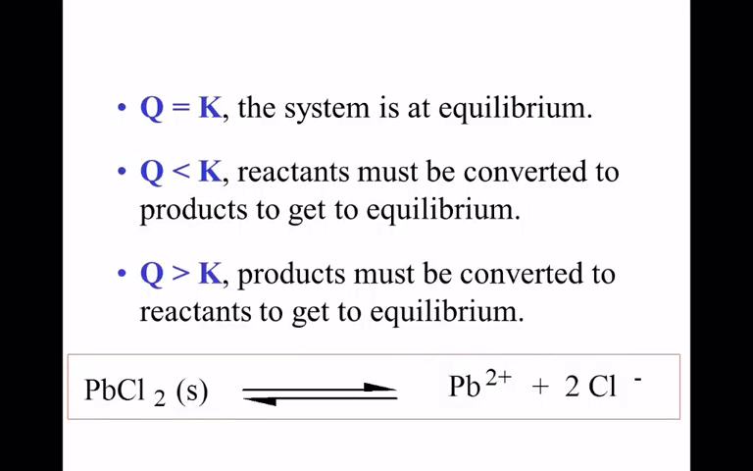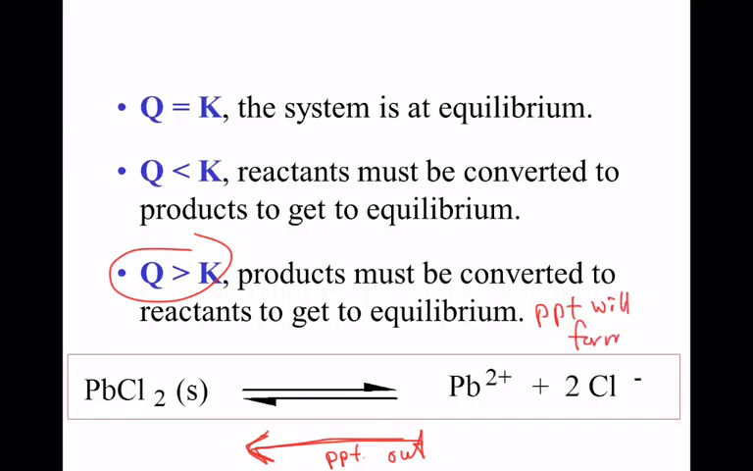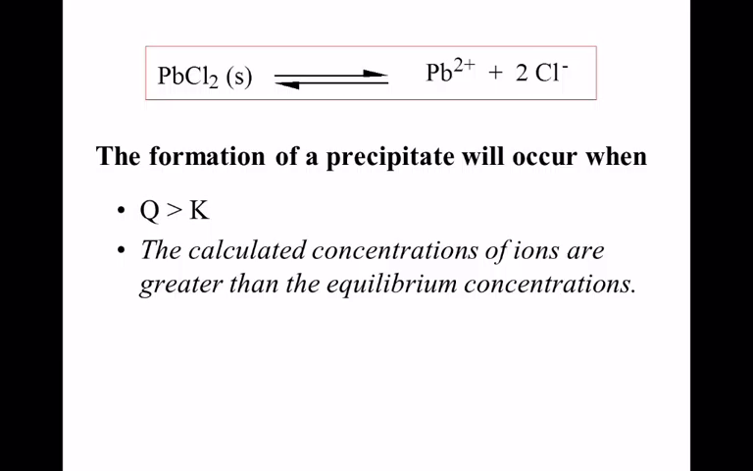Now, if your Q or QSP is greater than your K or KSP, then that means you have too many products, okay? And of course the products are the dissolved form, so if you have too many products, it's actually going to go back this way. And in that case, it's going to precipitate out. So if your Q is greater than your K, or QSP is greater than your KSP, then precipitate will form, or be forming. Bottom line: snapshot, compare it to your KSP, and you know whether something's going to precipitate or not.